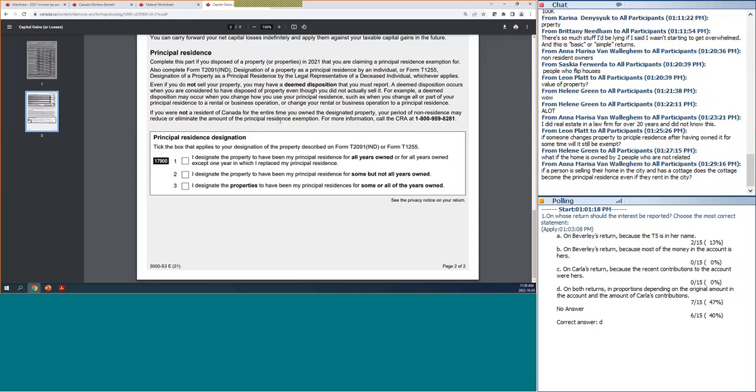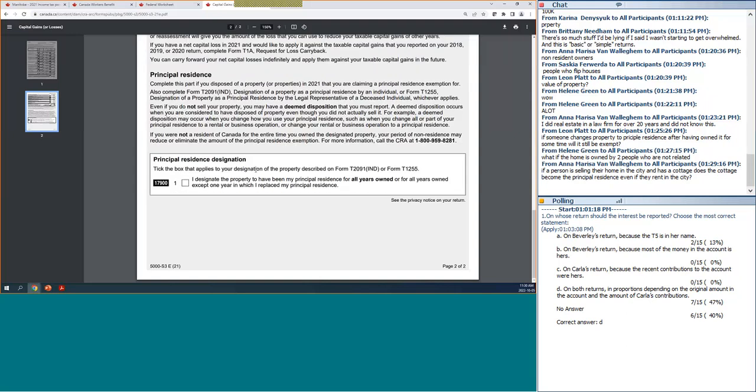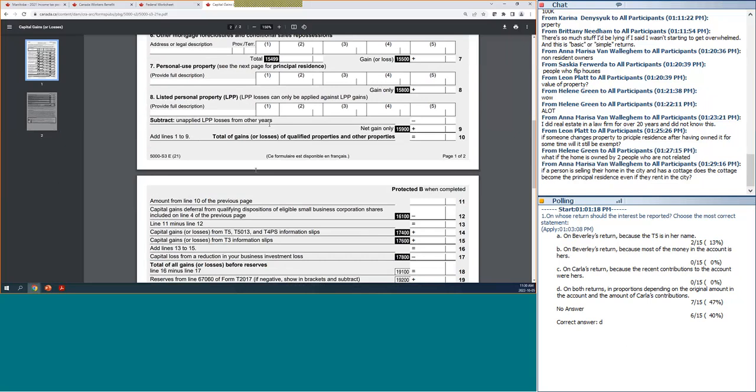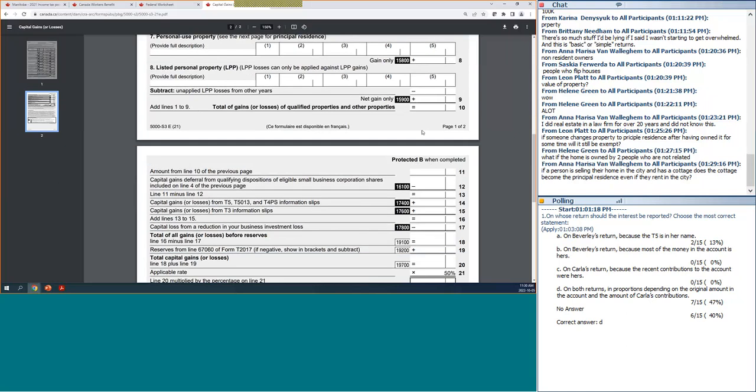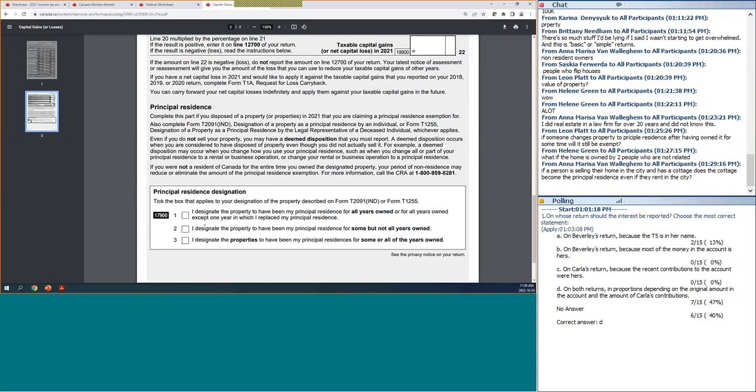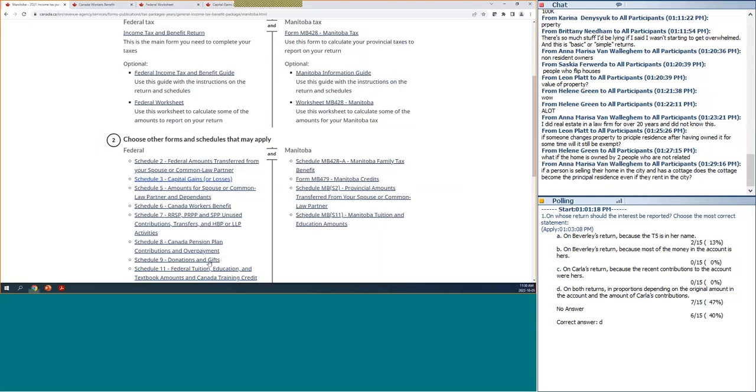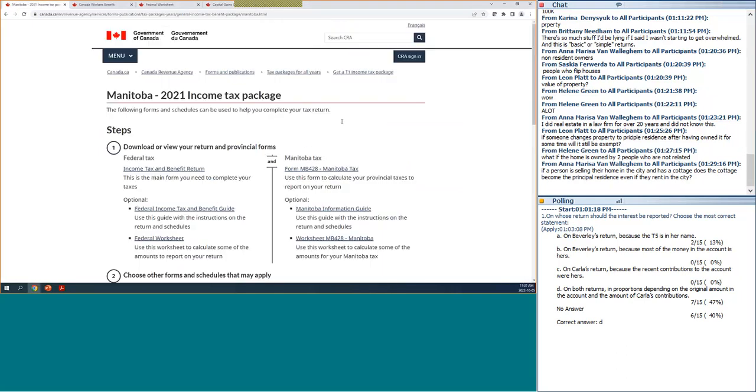Okay? So we're going to have a principal residence designation. We've sold the home we live in. Fill out Part 7, say principal residence exemption, put 0, tick the box. Now we need a form T2091, which I'm going to have to pull up, so I will search for that here.